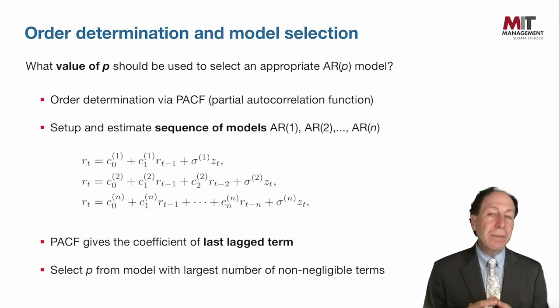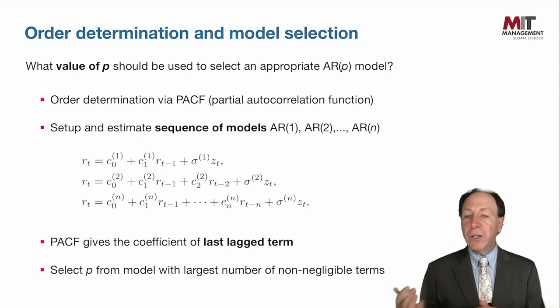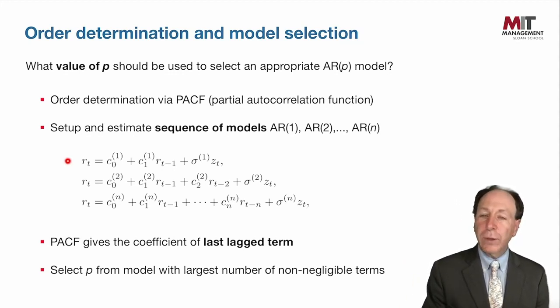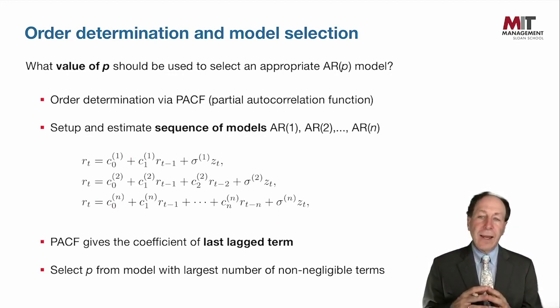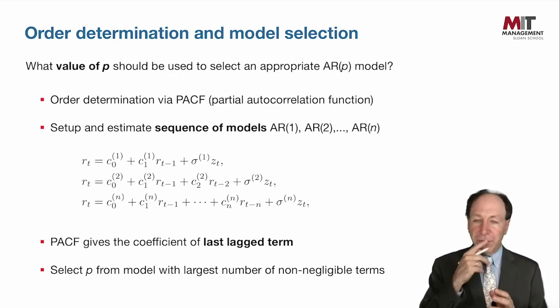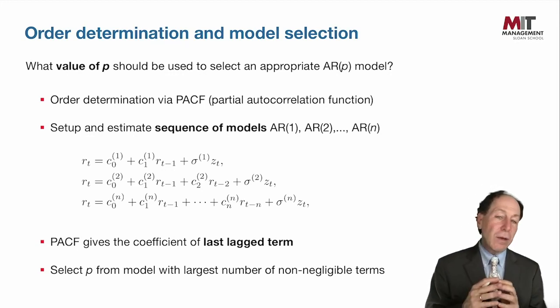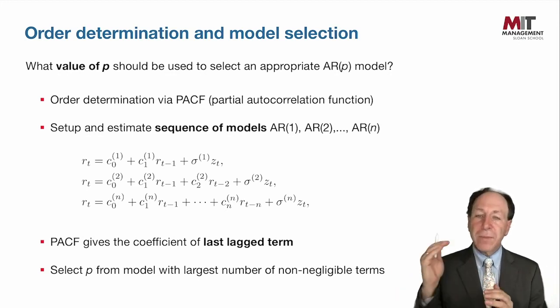What we do is we set up a sequence of models: an AR1 model, an AR2 model, an AR3 model, up to an ARN model. And I've written these down here. For each of these models, we do an estimate. Given the same set of observations, the same time series data for r, in each case, I do my line of best fit.